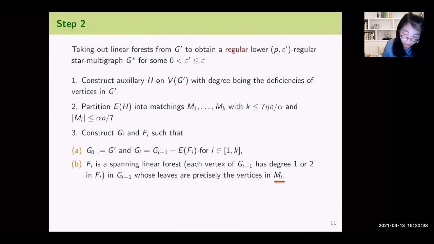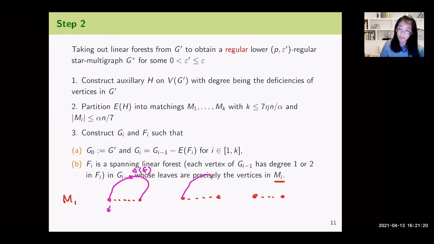So basically the idea is, you can think maybe this is the matching M1, right? So we have those edges, and those vertices all have positive deficiency in the original graph G prime. So when we take out the linear forest for each of those paths, the vertices which have positive deficiency will only contribute degree 1 in this linear forest, but the vertices of maximum degree delta will contribute degree 2. So after several rounds, we will make the graph into a regular graph, because the degree of the maximum degree vertices will decrease by 2 each time, but for those vertices of small degree, the degree will decrease according to the deficiency.